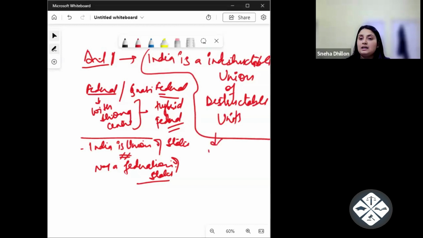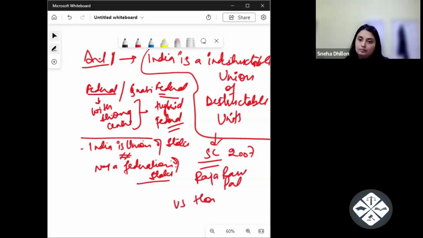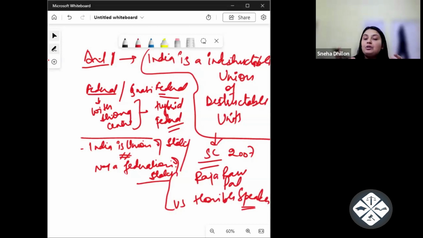Now this statement was made by the Supreme Court in 2007 in the case of Raja Ram Pal versus Honorable Speaker. So the courts, or the Supreme Court, have understood that the states have accepted the supremacy of the union. They cannot get away, they cannot separate from the union, they cannot break off.